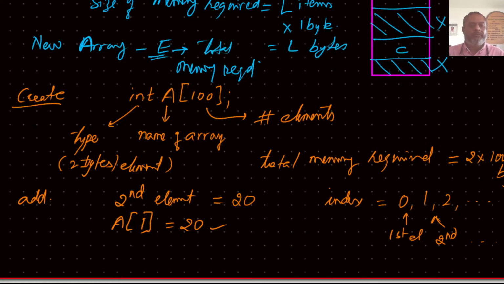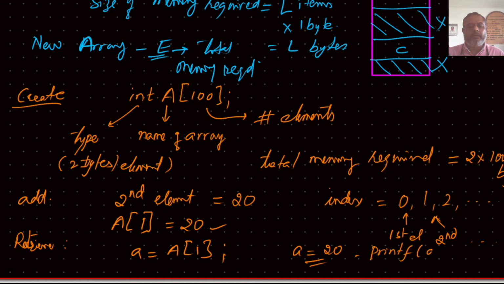If you want to retrieve and place in some location, you say A is equal to capital A of 1. That means after this is executed, the value of A will be 20. So if you say print A, then we get a value 20 on the screen.